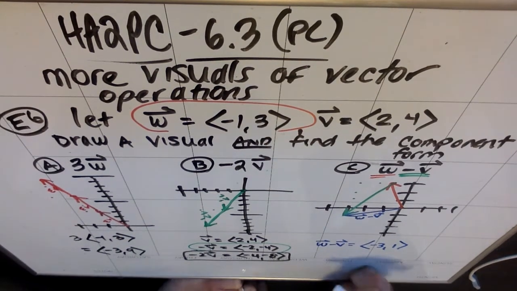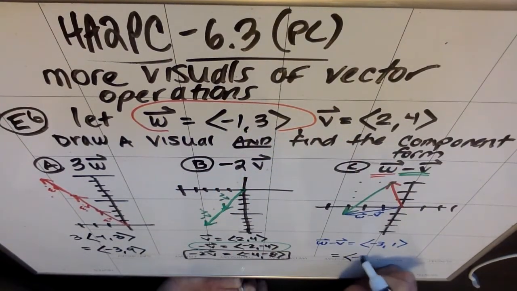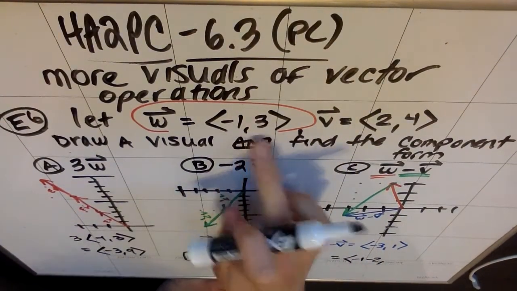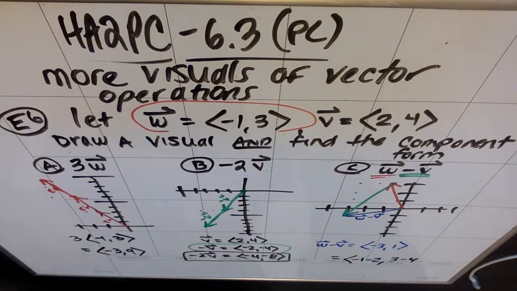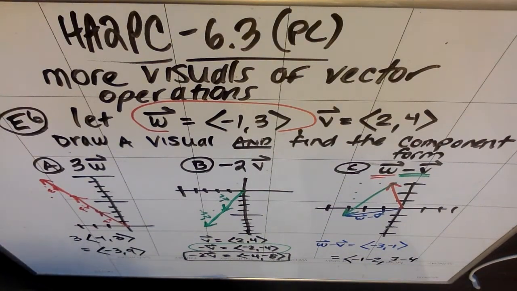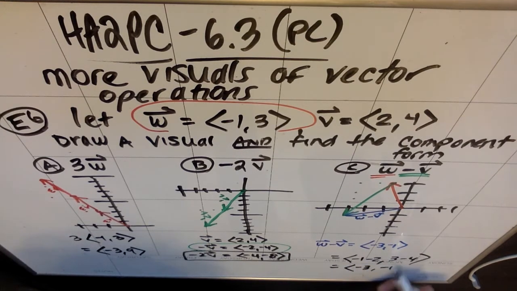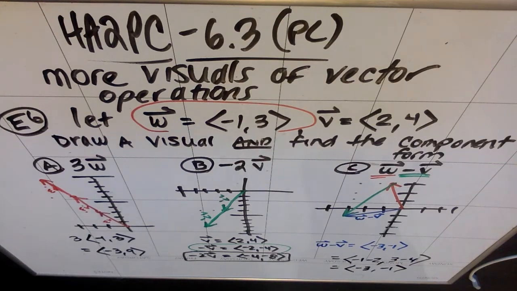The other way to get this would have been to say, oh, I get it, it's w minus v, so -1 minus 2, comma, 3 minus 4. That's a -1, because sometimes my brain is slow. It's below the axis. Anyway, you get the gist that either way I get -3, -1, if my brain had been functioning properly. So that's your example 6 of the visual going with adding and multiplying vectors.